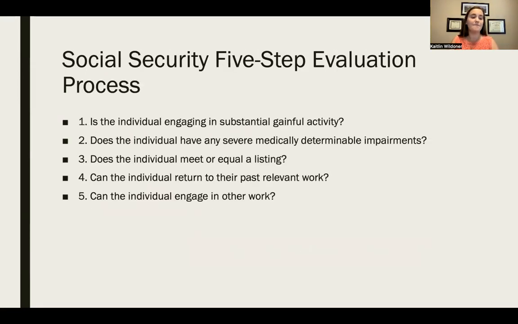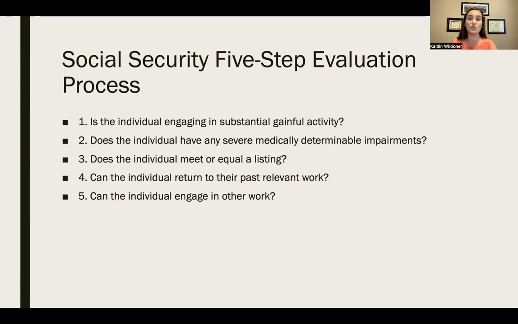Here is the 5-step evaluation process for Social Security disability. This 5-step process applies for both SSDI benefits as well as SSI benefits, and it starts after kind of step 0. Step 0 with SSI applications is making sure that you have below the income and asset thresholds. So if you have above the limited income or assets for SSI benefits, then they won't even get to this 5-step evaluation process for you.